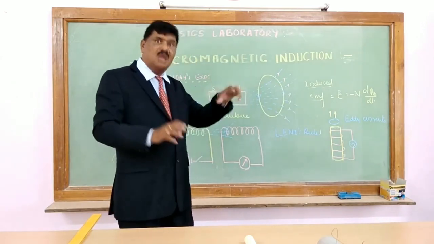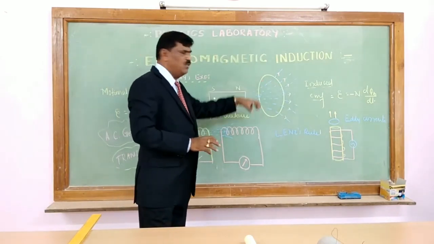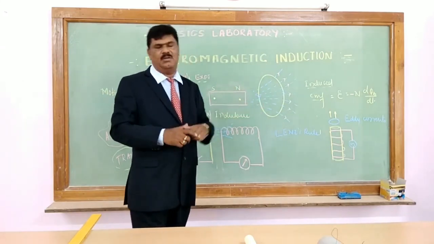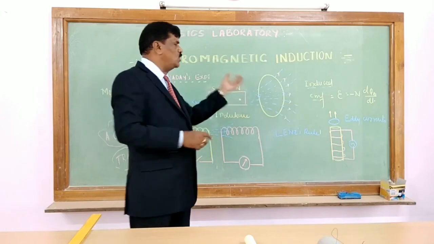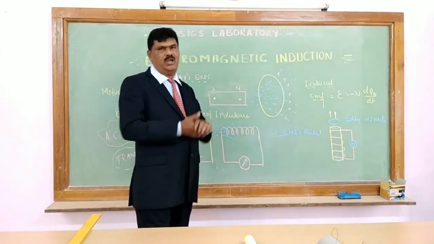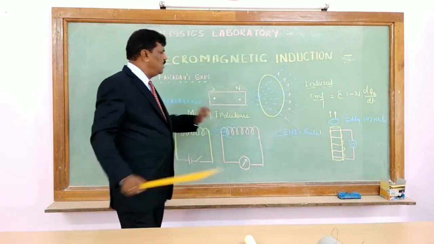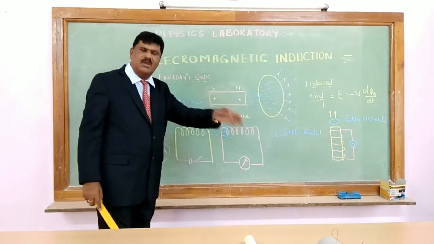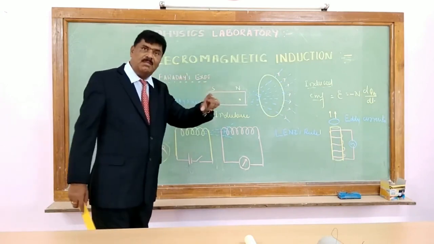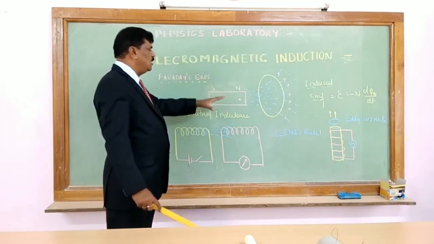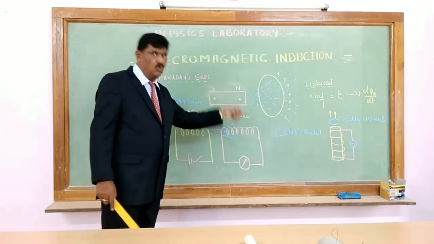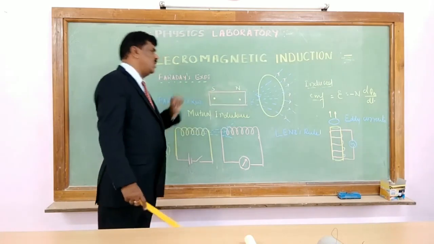And accordingly, by the EMI phenomenon, an induced EMF exists between the two ends of the coil when the coil is open. On the other hand, if the coil is closed, an induced current begins to flow through it. So this was the simple activity carried out by Michael Faraday to discover this phenomenon. Whenever there is a change in the magnetic flux linked to the coil, an induced current flows through the coil. This is one experiment.